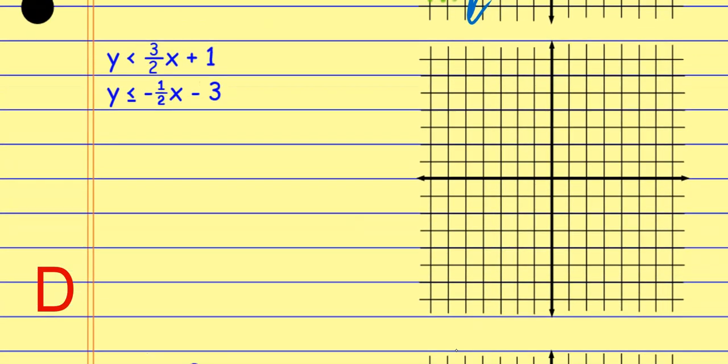If I look at something like this one, once again, I'm going to plot each of these. So the first one has a y-intercept of 1 and a slope of 3 over 2, so up 3 over 2, up 3 over 2. Again, there's no equal to condition this time, so I'm going to use a dotted line.